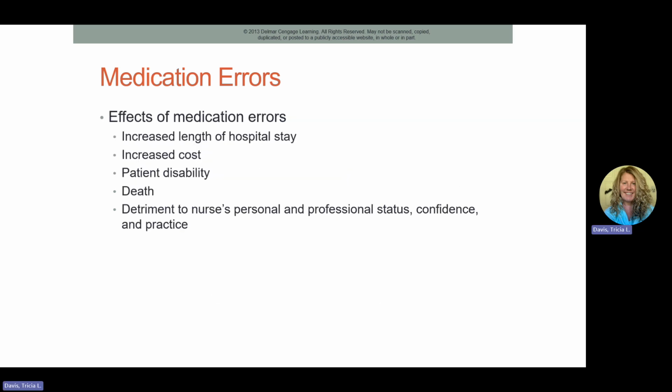So what is the effect of medication errors? At a minimum, the least severe scenario is that the patient has to increase how long they have to stay in the hospital. It's going to be an increased cost for the hospital because the hospital is going to have to incur that cost, and it can cause patient disability and even death. Many times, like we said on the slide previously, almost 100,000 people die every year because someone gives the wrong dose of medication. And of course, because a nurse is the one who's giving the medication, it's going to be a detriment to our personal and our professional status. It's going to decrease your confidence in your practice.